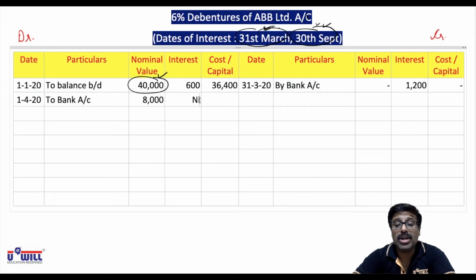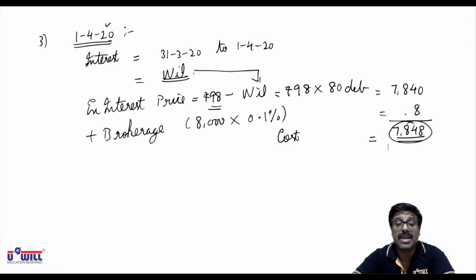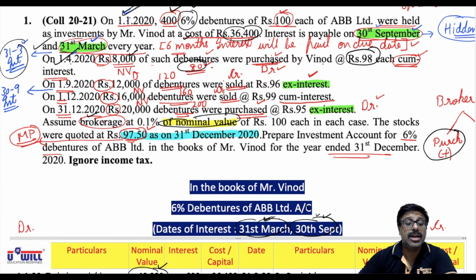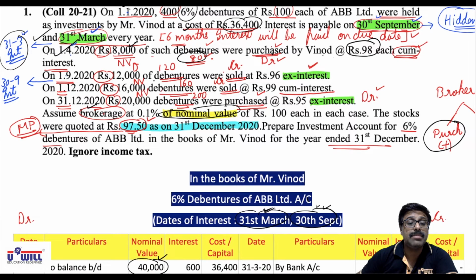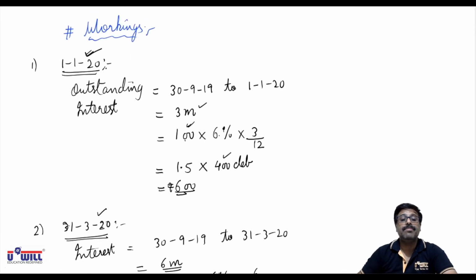And what will you record in the cost or capital column as we have calculated? 7848, including brokerage. We have to write ex-interest price, but including brokerage, 7848. So the third transaction is also recorded. Now we go to the fourth transaction on 1st September. Every transaction will have its own working. Keep this in mind.